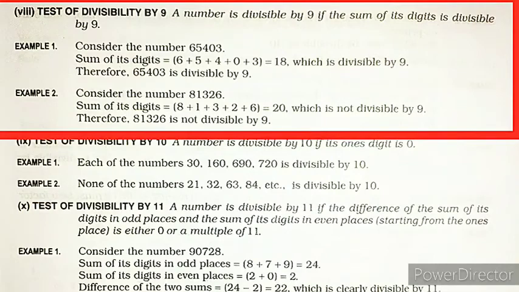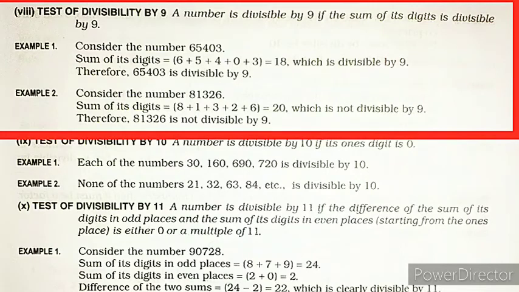Now let's see. A number is divisible by 9 if the sum of its digits is divisible by 9. Consider the number 65403. The sum of the digits is 6 plus 5 plus 4 plus 0 plus 3, which is 18, and we know that 18 is divisible by 9. Therefore the whole number, that is 65403, is divisible by 9. In the second example, consider the number 81326.